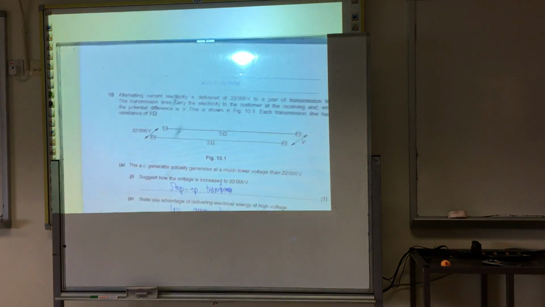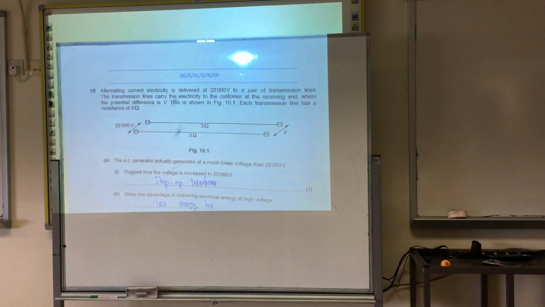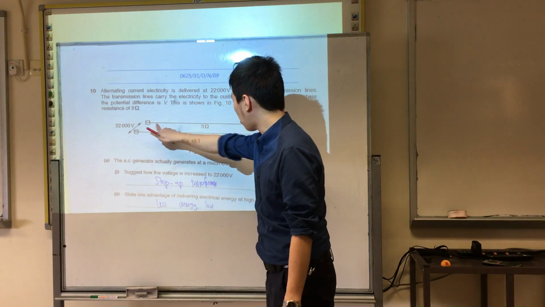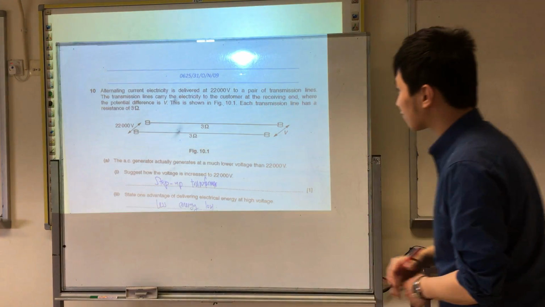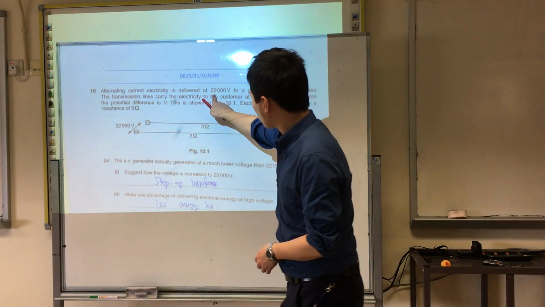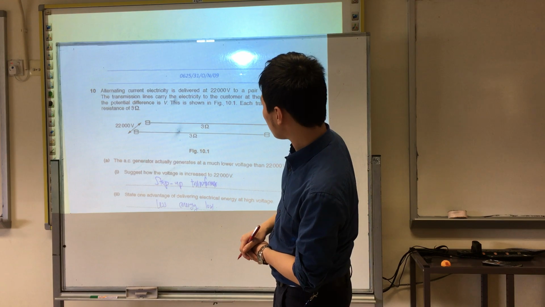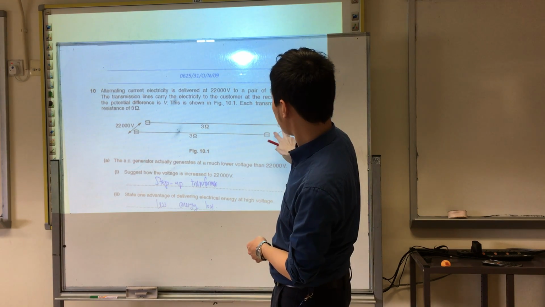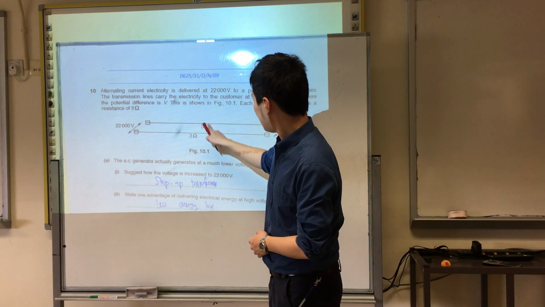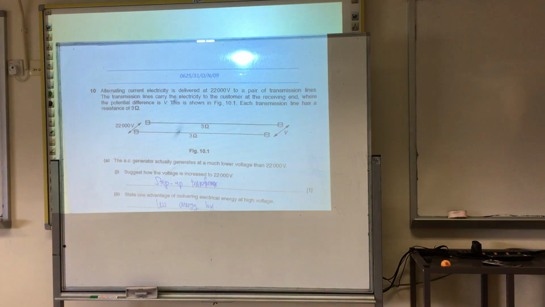Similarly, you've got another model of power transmission. This time you have been told about the resistance. Voltage is here, is AC. What else is important? V is here. Nothing else. Each of them is 3 ohm. That's it.